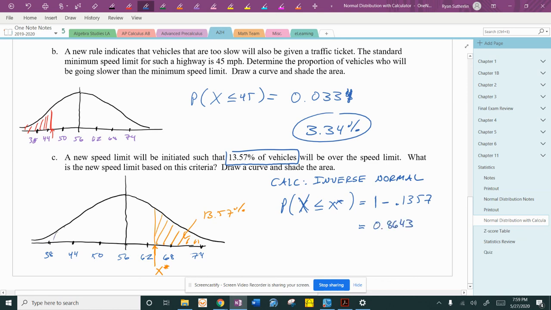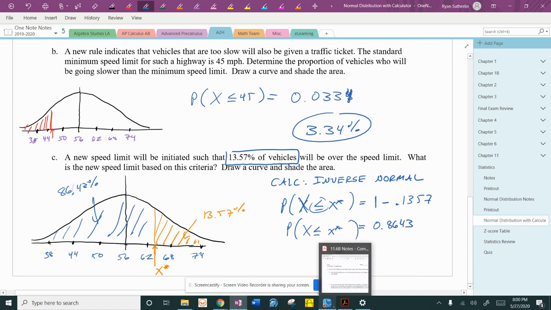So that 0.8643 means 86.43% would be going at the speed limit or below. When we use the inverse normal command, we've got to make sure this is less than. So to make that a less than, we do the 1 minus. And so now we're going to figure out what is X asterisk. And here's how you do it.